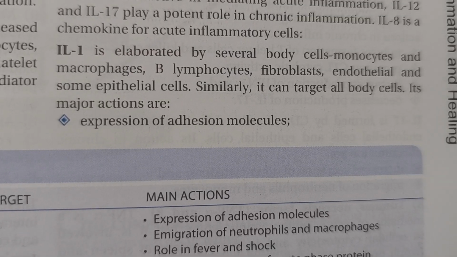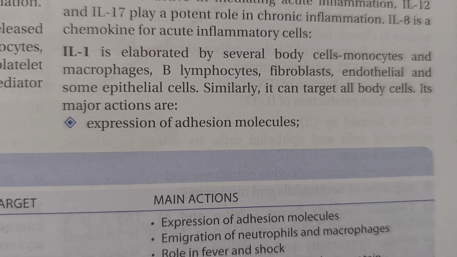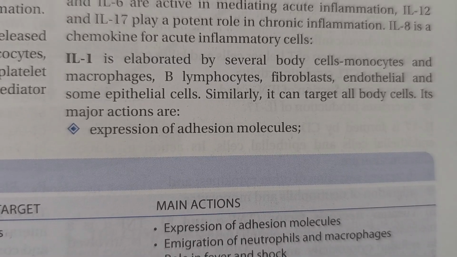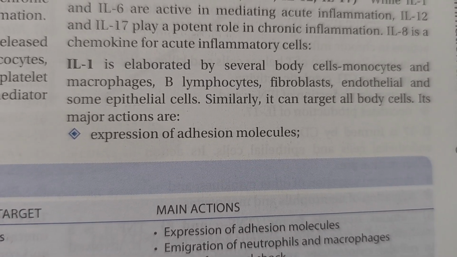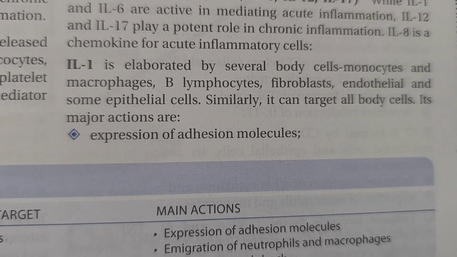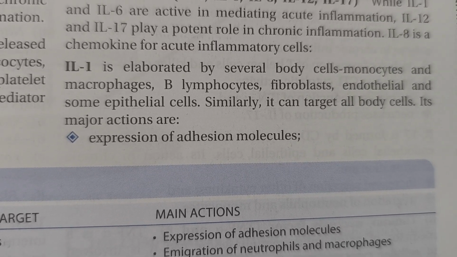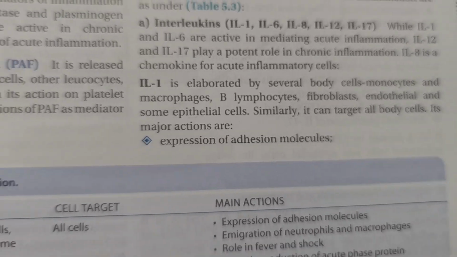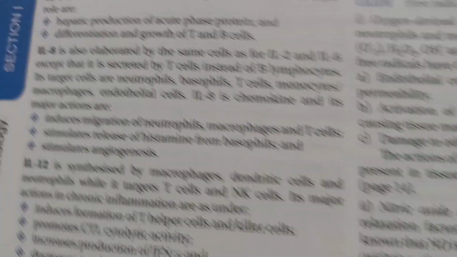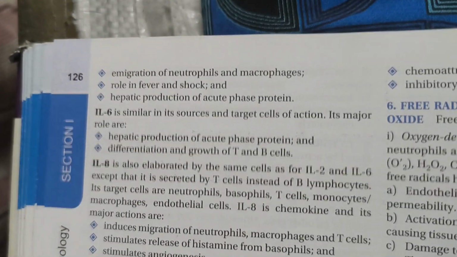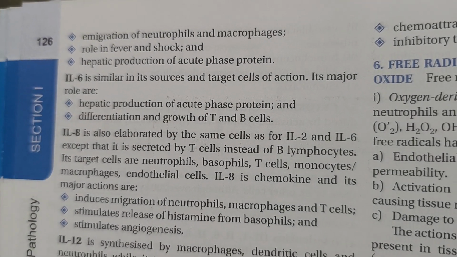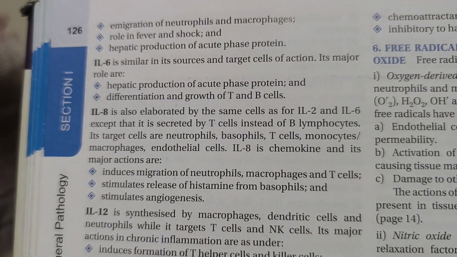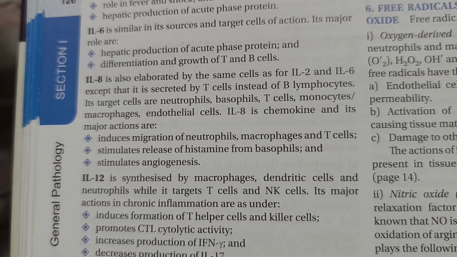Interleukin 1 is elaborated by several body cells: monocytes and macrophages, B lymphocytes, fibroblasts, endothelial and some epithelial cells. Similarly, it can target all body cells. Its major actions are expression of adhesion molecules, emigration of neutrophils and macrophages, role in fever and shock, and hepatic production of acute phase protein.